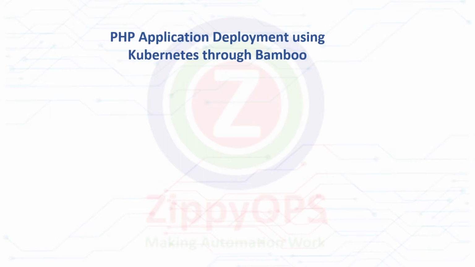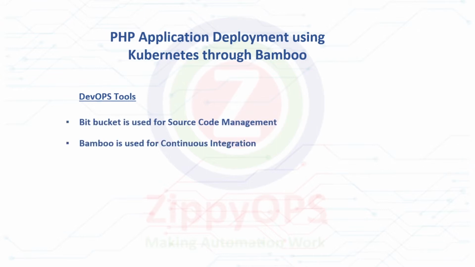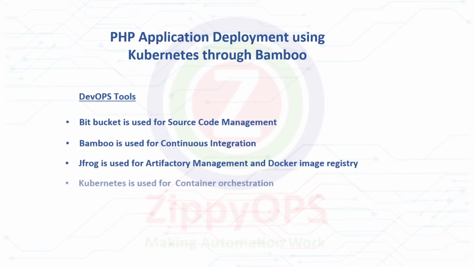The complete process is orchestrated through the Bamboo pipeline. The tools used in this PHP application deployment are Bitbucket for source code management, Bamboo for continuous integration, JFrog for Artifactory management and Docker image registry, Kubernetes for container orchestration, and Docker for containerization.